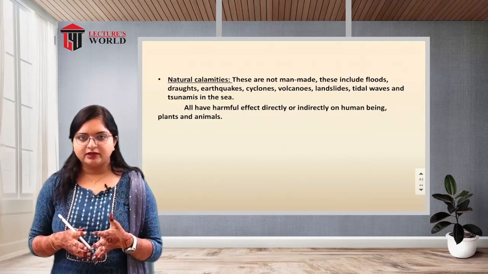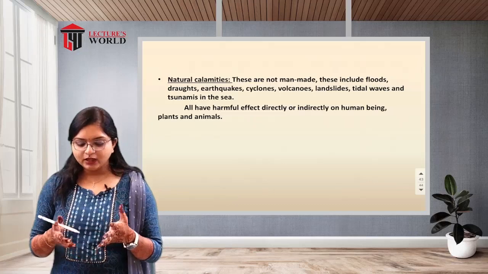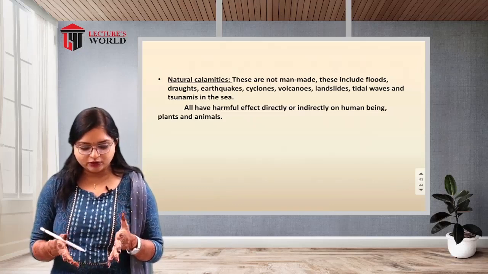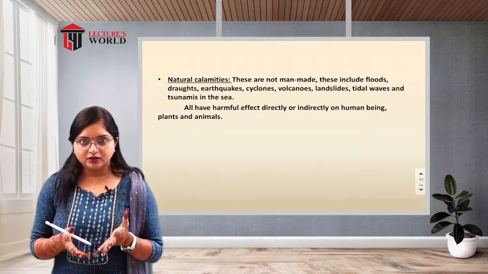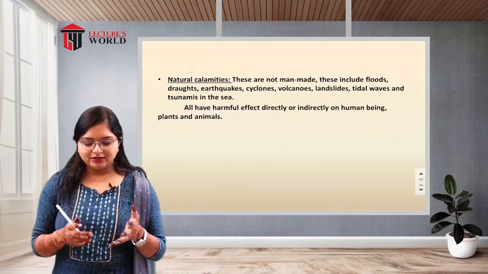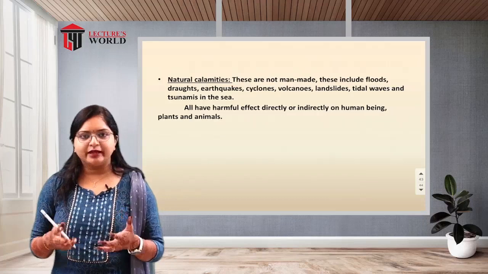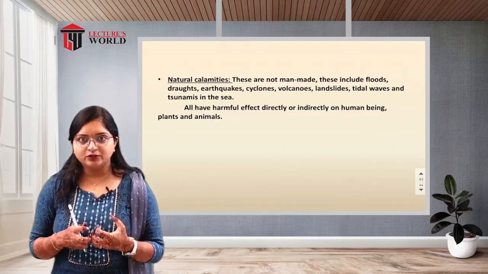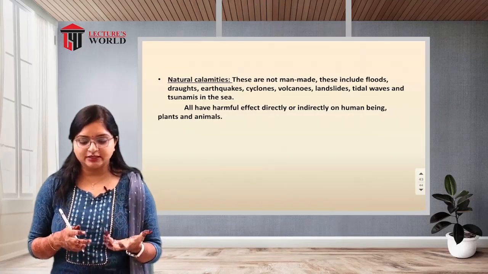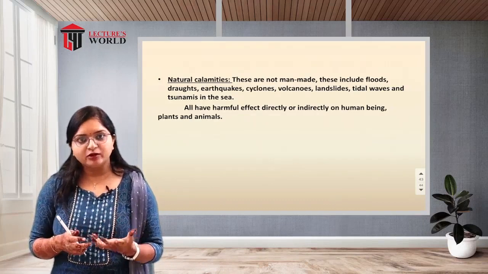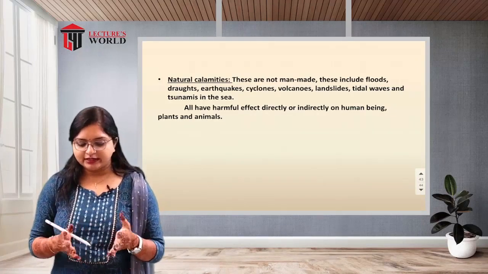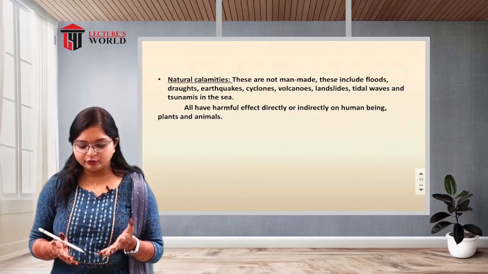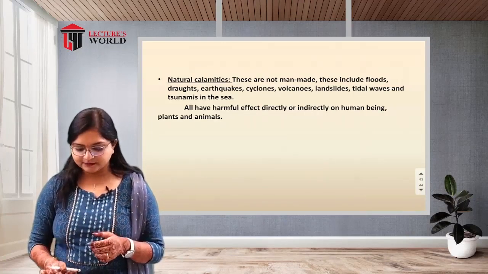Just recently we have heard the names of cyclones and tsunamis, and Taute we have heard recently. So these are the natural calamities which are not man-made, which are not in man's control. These are known as natural calamities, and all of these have a harmful effect directly or indirectly on human beings, plants and animals.